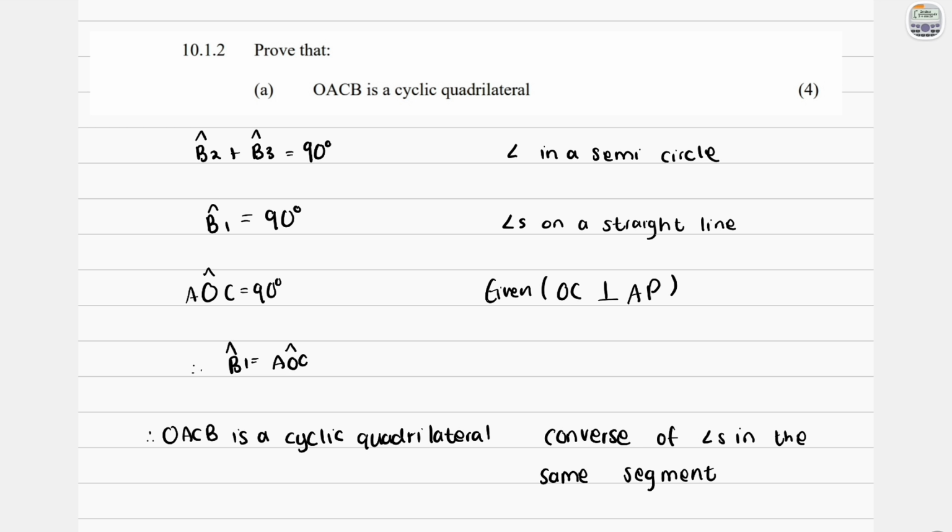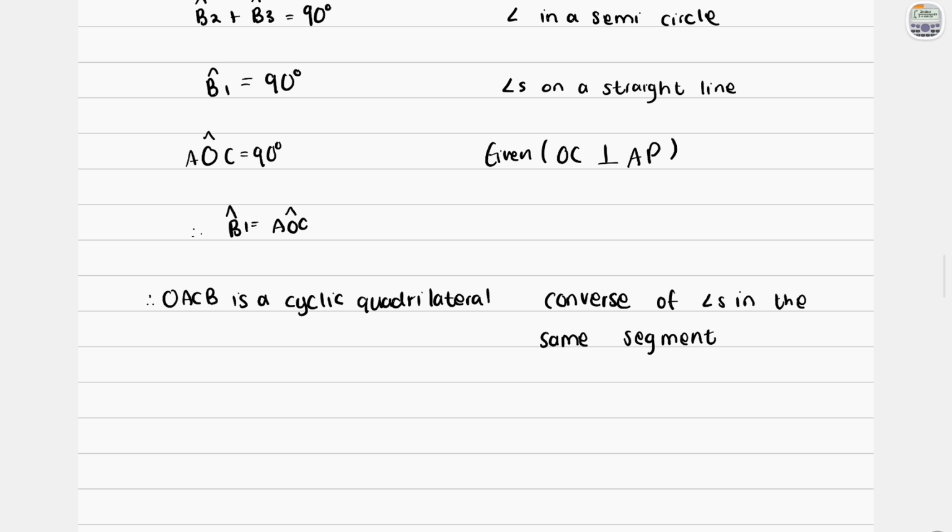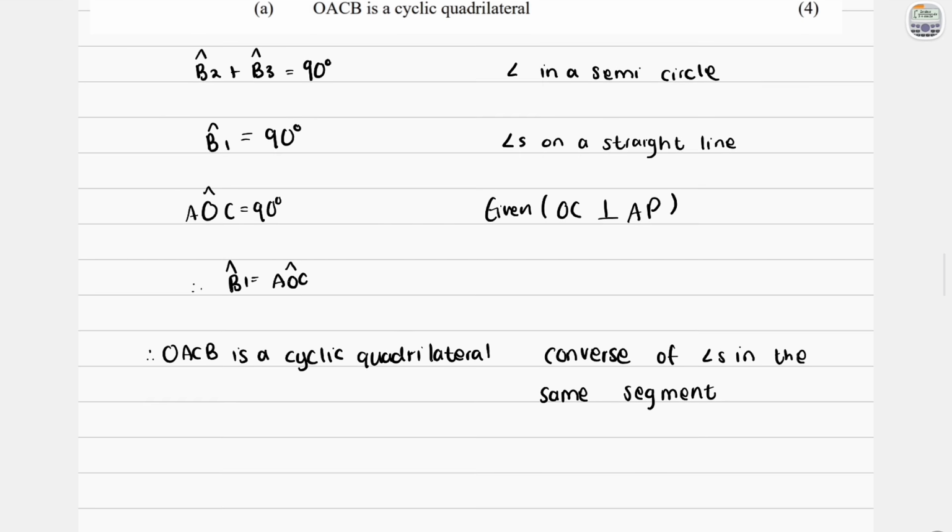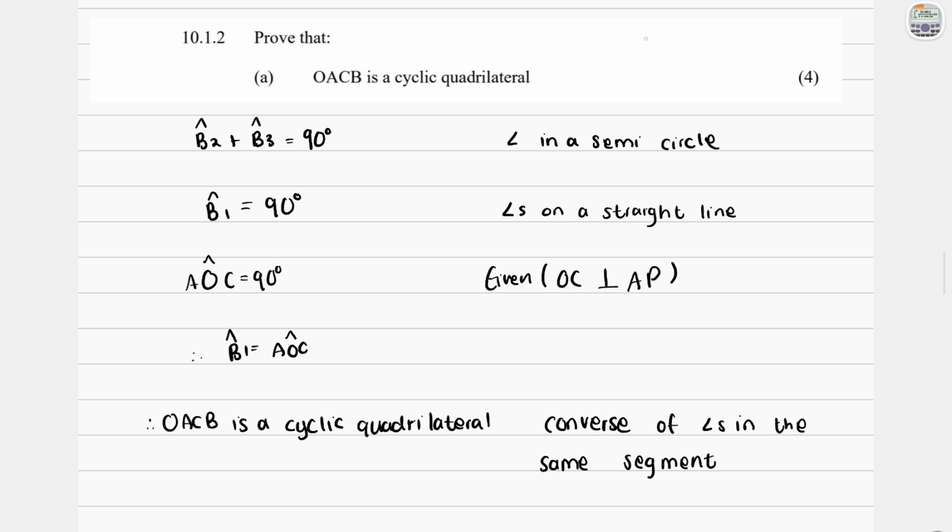Okay, so the difference is, if you were proving that this is a cyclic quad, then you cannot be stating that, oh, it is already a cyclic quad, therefore I used angles in the same segment. No, we are proving that the angles in the same segment are equal, therefore it is a cyclic quad. So the other way around. Okay, and that is it for this question. Moving on to the next question.